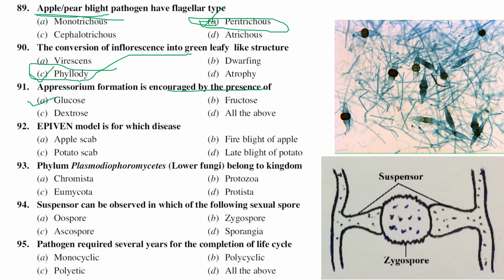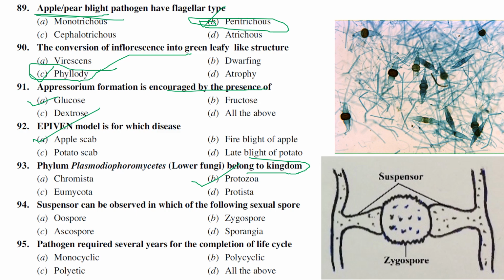Next one, Epiven is a model used for apple scab. These are all our forecasting models, right? Phylum Plasmodium belonging to the kingdom. This question was repeatedly asked in the previous years also. Generally it comes under protozoa.